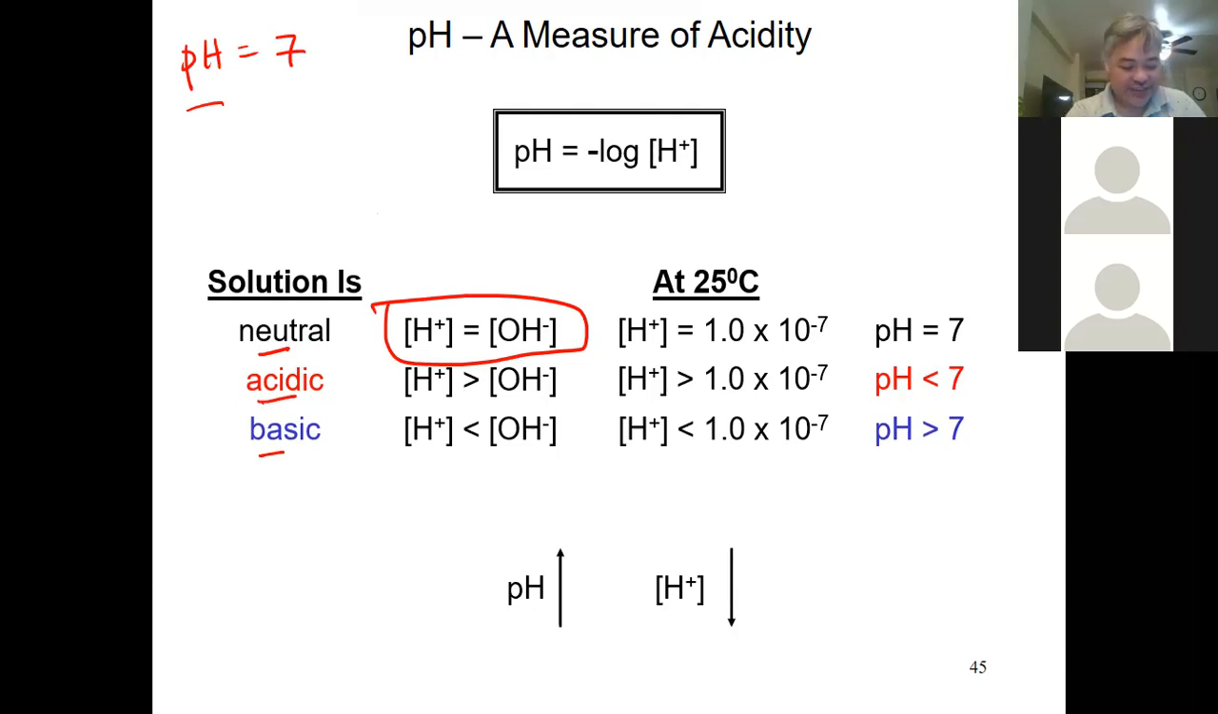Okay? And I think we started this before. So sinabi natin, as the pH increases, the hydronium concentration decreases. So ang relationship ng pH, if it's low, the hydronium concentration is high.